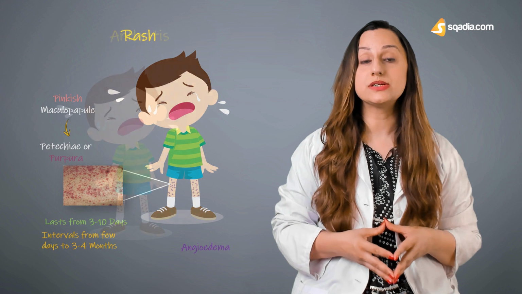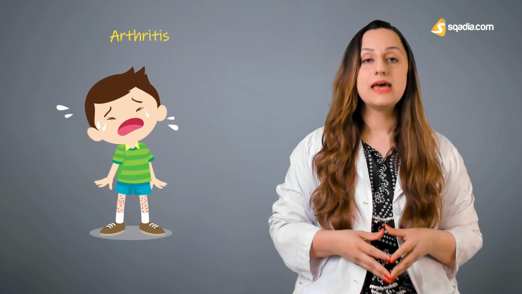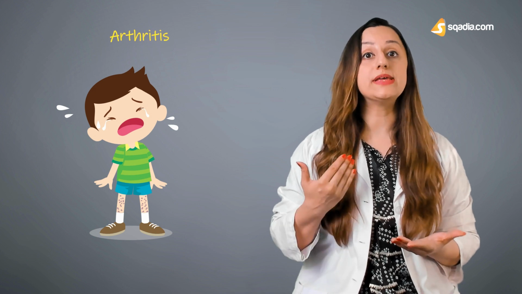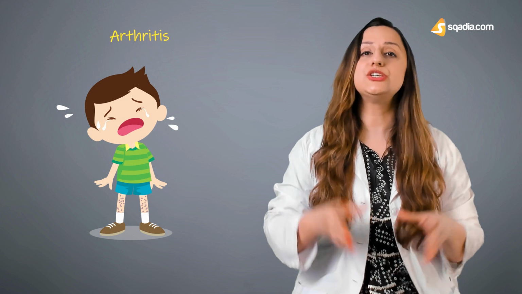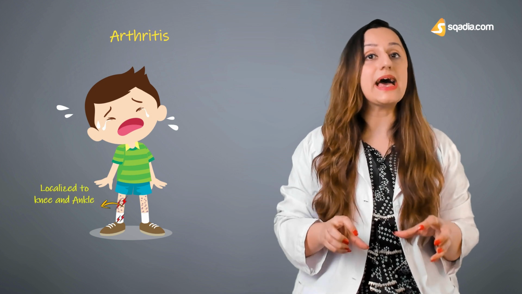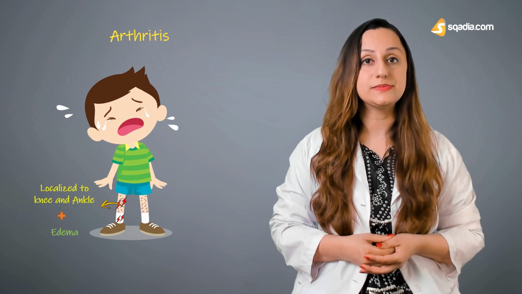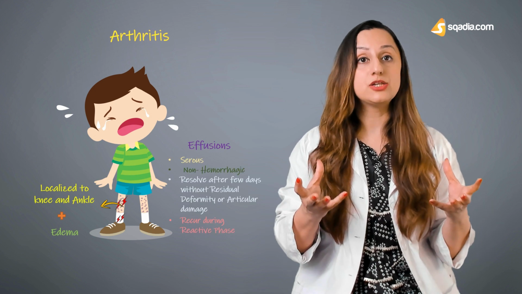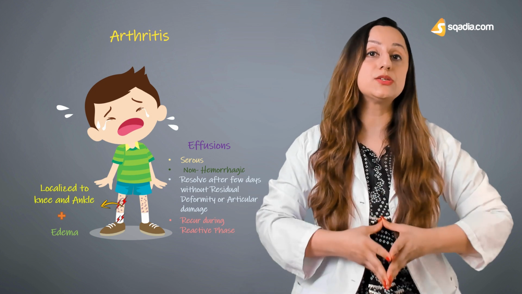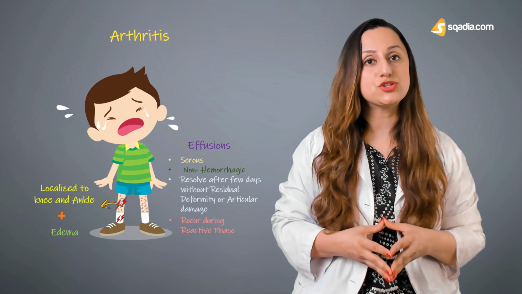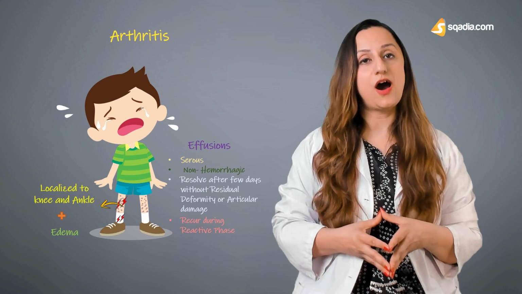Now let's talk about the arthritis, which is the joint pain associated with these conditions. Arthritis presents in more than two-thirds of the children with Henoch-Schönlein Purpura. It is usually localized to the knees and the ankles and appears to be concomitant with edema as well. The effusions are serous, not hemorrhagic, and they resolve after a few days without residual deformity or articular damage. They may recur during a subsequent reactive phase of the disease.